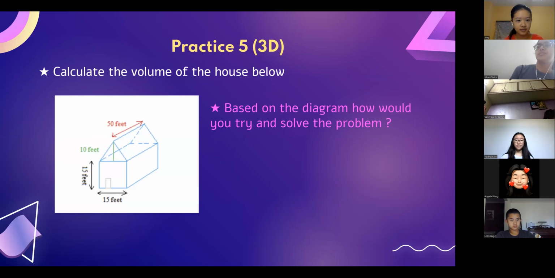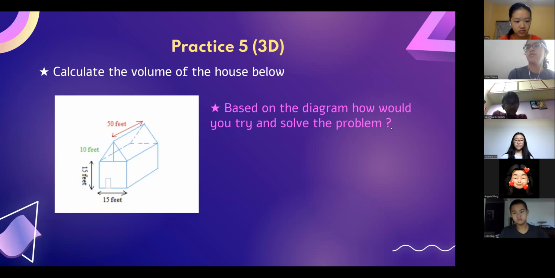So we have this house. Based on the diagram, what shapes are we dividing it into firstly? And they are 2 prisms. Right, a triangular prism and a rectangular prism are the ones we're dividing it into.